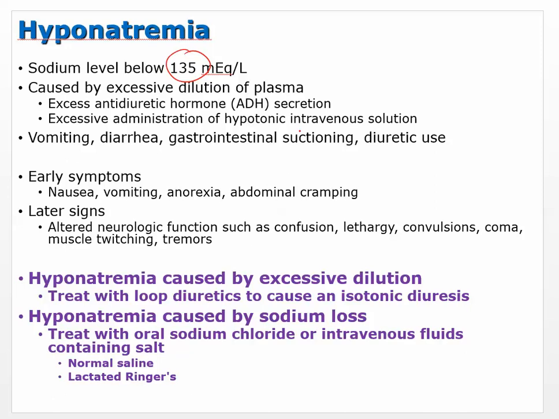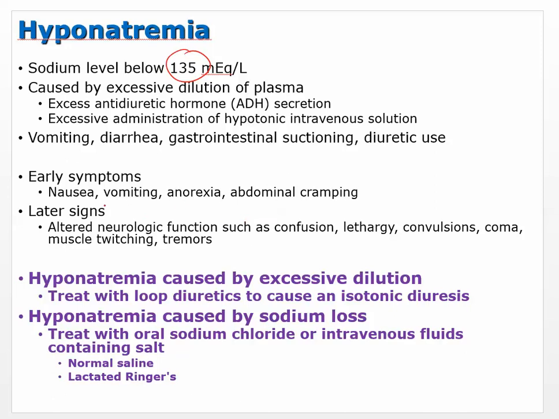Something is causing you to retain too much water. Excessive administration of hypotonic IV solutions. So yeah, vomiting, diarrhea, gastrointestinal suctioning, and diuretic use can also cause this. Early symptoms: nausea, vomiting, anorexia, abdominal cramping.